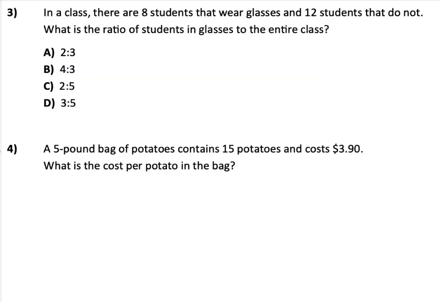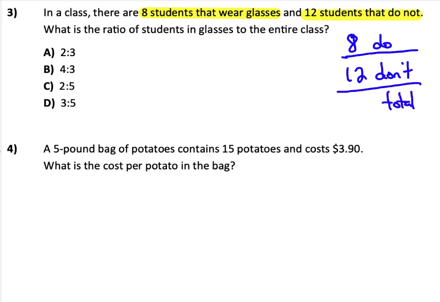Question 3. This one's a little shorter. It says, in class, there are 8 students that wear glasses, 12 that do not. So I'm going to start by jotting down that information. 8 that do, 12 that don't. And then remember what we talked about last time? It never hurts to also know your total. It's good to have all that information waiting for you so you can go back to it anytime you need to. If there's 8 students with glasses and 12 without, that means I have a total of 20 students.